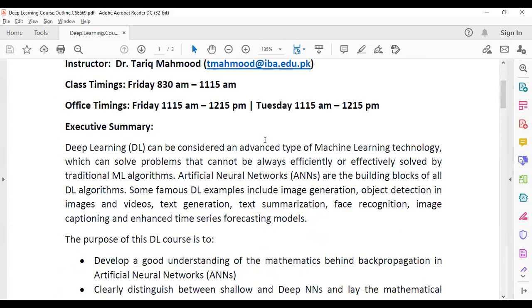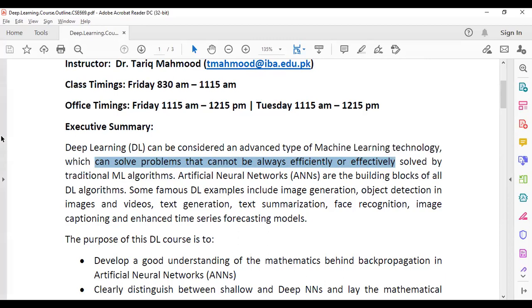So deep learning, what exactly is that? We must know the definition. It can be considered to be an advanced type of machine learning. It's basically machine learning, but an advanced type of machine learning. What distinguishes deep learning from machine learning is that it can solve problems that cannot always be efficiently or effectively solved by traditional machine learning algorithms.